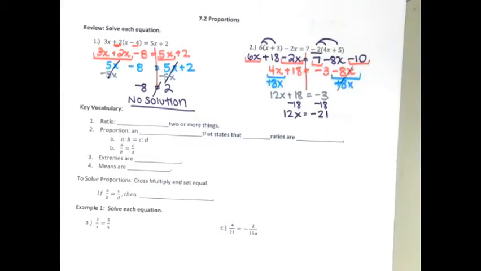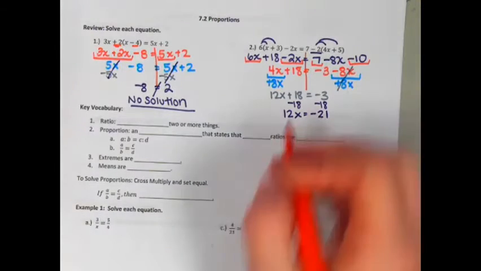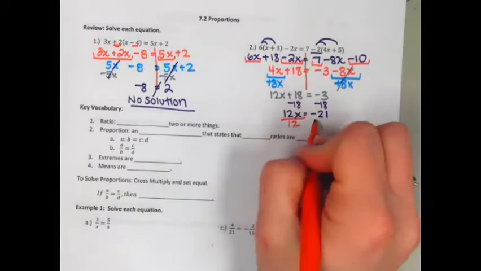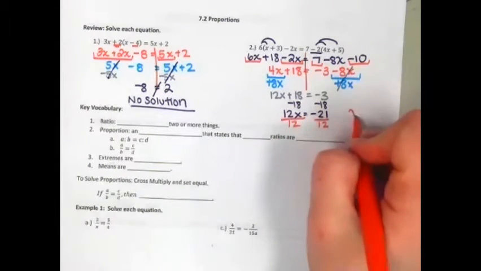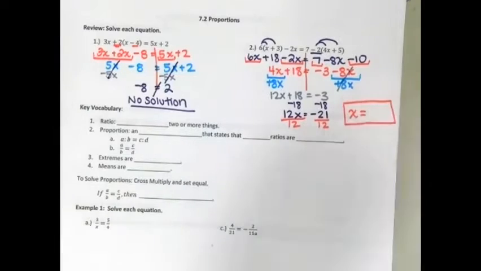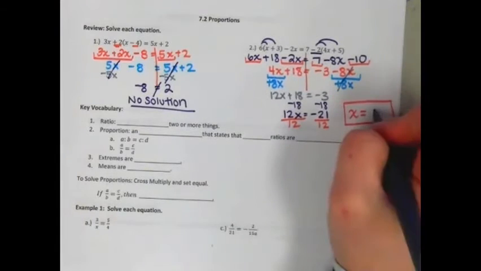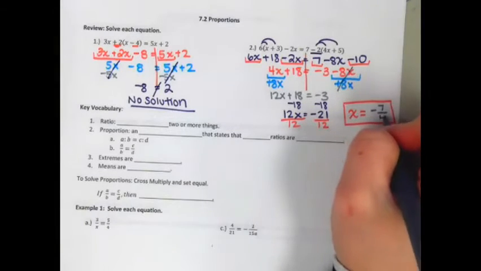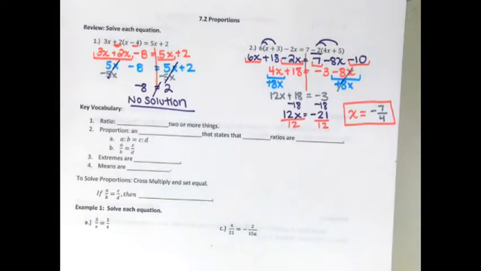And then what? Divide by 12. And can I divide negative 21 by 12? No, but I can simplify it. What does negative 21 over 12 simplify to? Negative 7/4. And there you go. Now I made these problems up, so that's why that one probably ended up as a fraction.